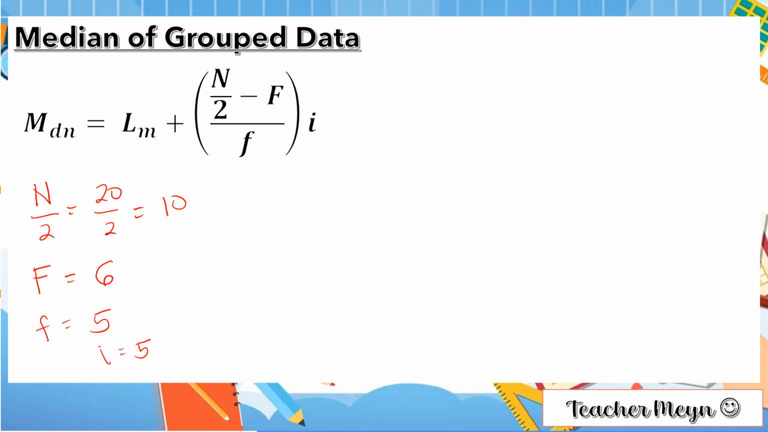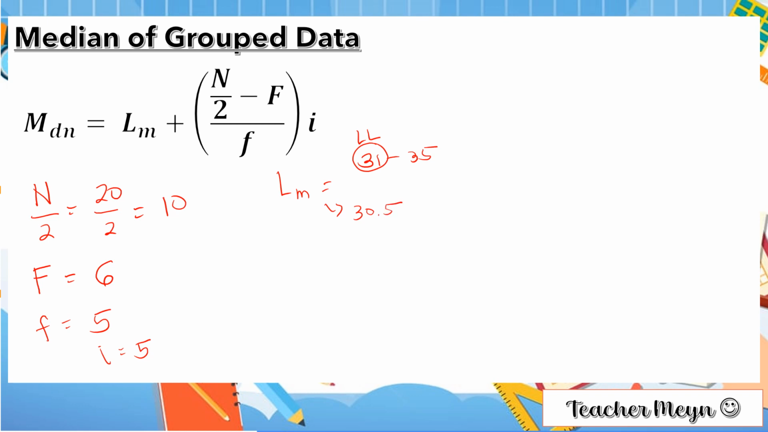Okay, next. Ngayon naman, hahanapin natin yung lower limit of our median class. Kanina, yung median class natin ay 31 to 35. Ibig sabihin, nandito lang tayo kasi ito yung lower limit natin. Pag nag-compute tayo ng lower limit, or lower boundary, nagsusubtract tayo ng 0.5. So 31 minus 0.5, the answer is 30.5. Kompleto na po yung given natin.